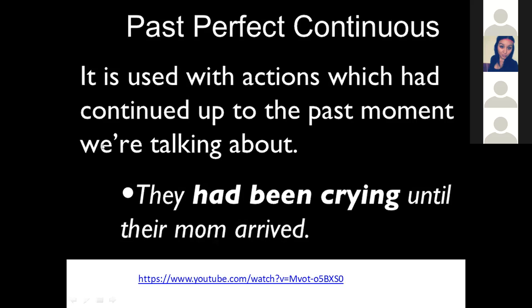And the last one, Adriana, could you please? Past perfect continuous. It is used with an action which had continued up to the past moment we're talking about. They had been crying until their mom arrived. Yes, this is the fourth structure, but we're not going to use this in the platform, but it exists. So that is why I'm bringing it here.